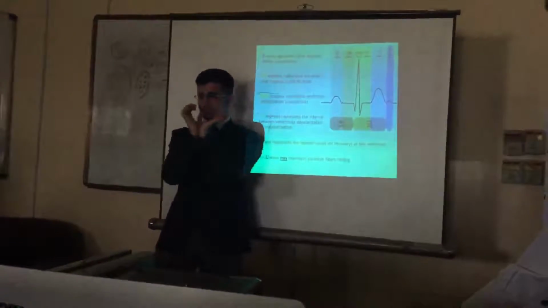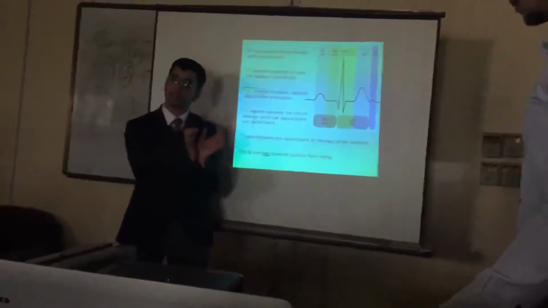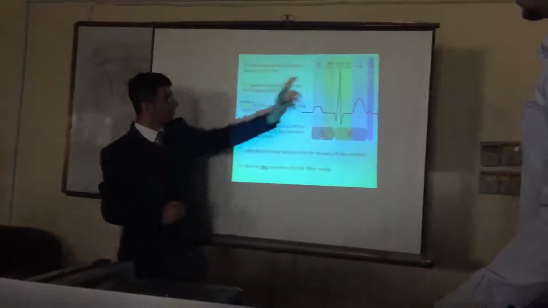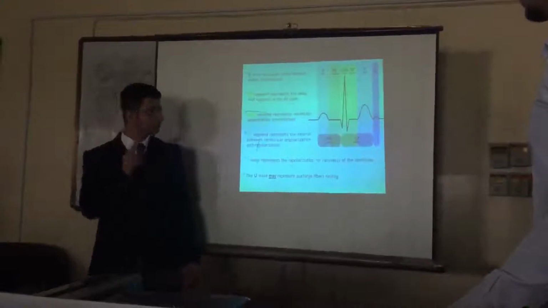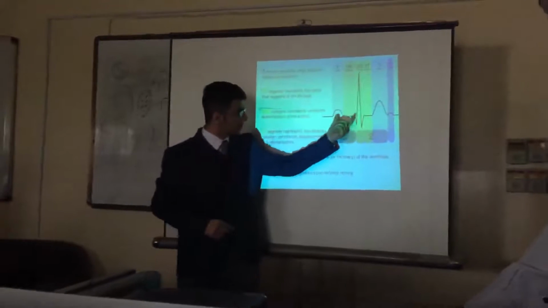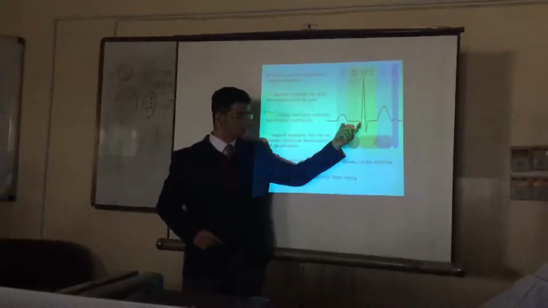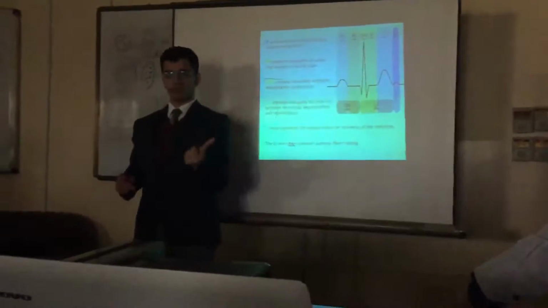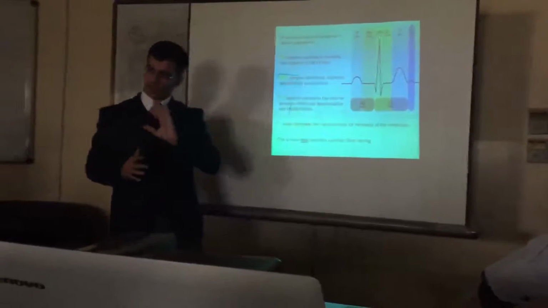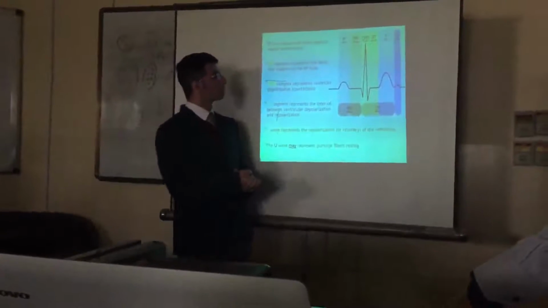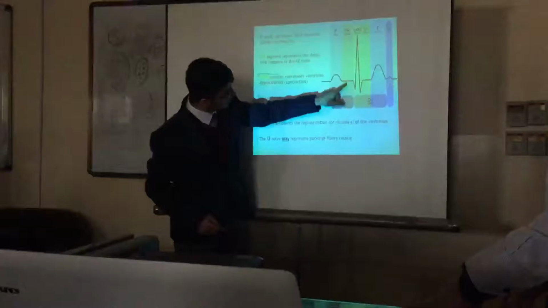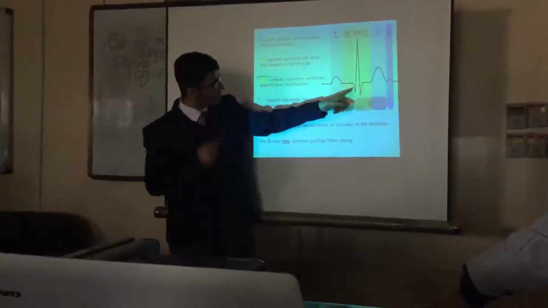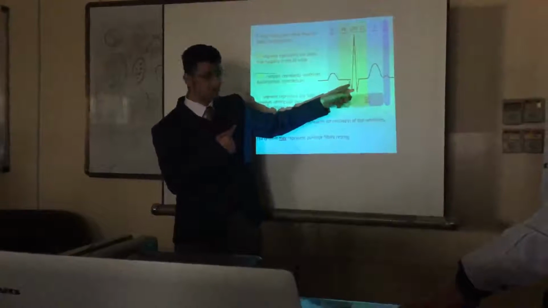Depolarization means contraction, repolarization means relaxation. So the P wave represents depolarization of the atria. Then the long flat line here represents the delay in the AV node to give time for the blood to move. From the PR segment to that line, which represents the bundle of His.